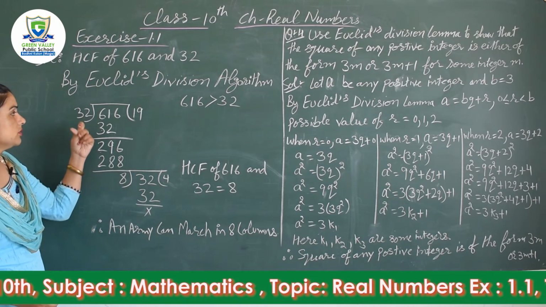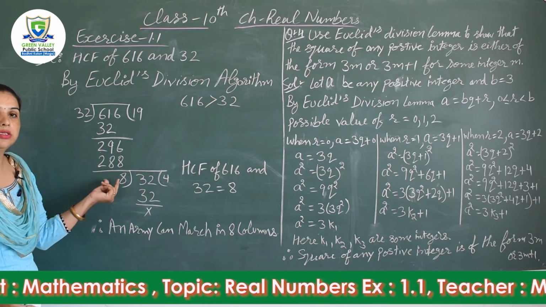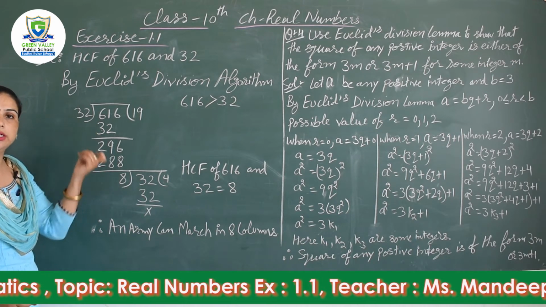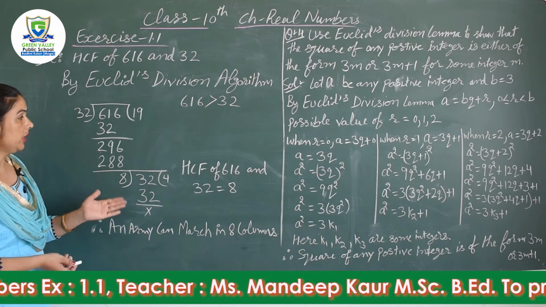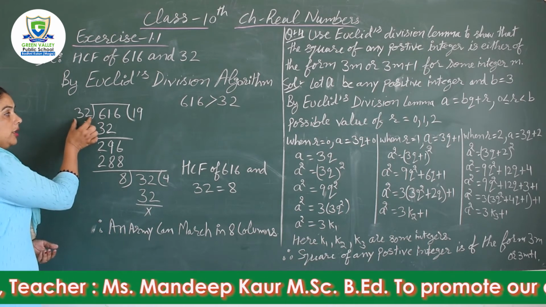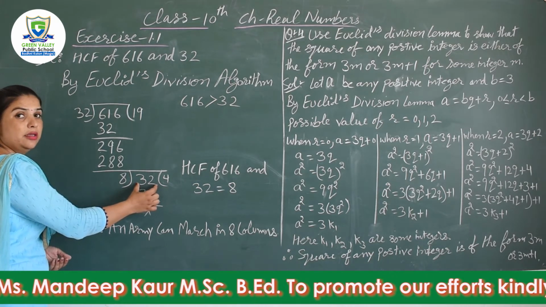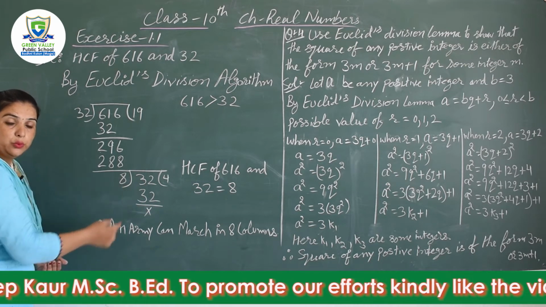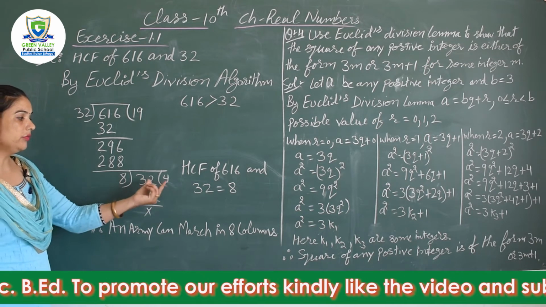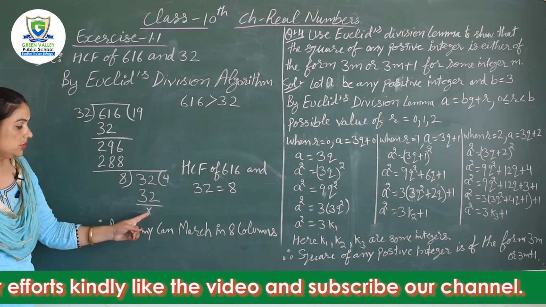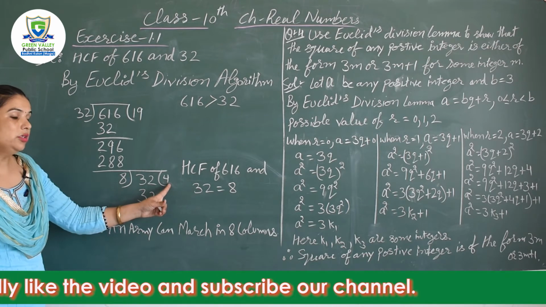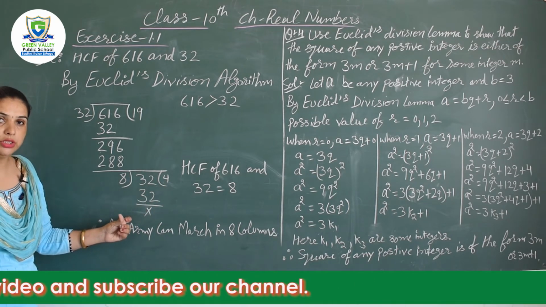Now 32 is not going into 8, which means we got a remainder smaller than our divisor. Then according to the division algorithm we have to take our previous divisor as the dividend and the remainder will become the new divisor, and we'll divide them both. There we'll get our remainder as 0, and we got 8 for the 32.